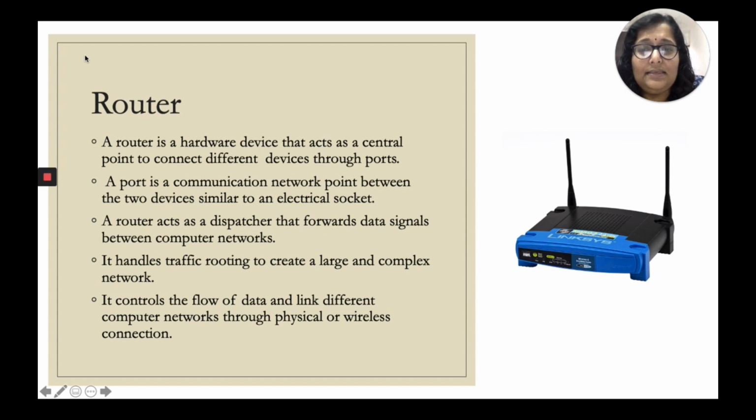It is a dispatcher, that is, whatever signals you send from your devices are routed to the correct place with the help of a router. It handles traffic routing to create a large and complex network. It controls the traffic, which means it keeps control over the protocols and all the other things that are happening in the internet. It controls the flow of data and links different computer networks through physical or wireless connections. That is, it helps to connect different devices in a wireless or a wired connection.